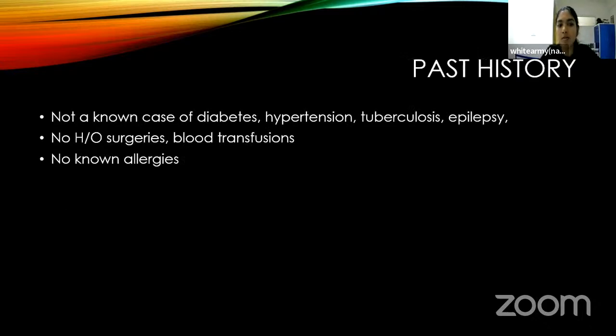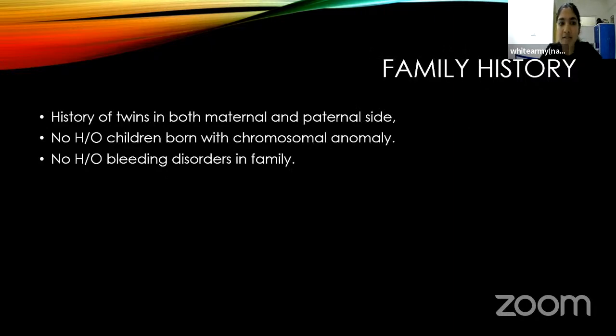Past history: she's not a known case of diabetes, hypertension, tuberculosis, or epilepsy. There's no history of surgeries or blood transfusions, and no known allergies. Family history: history of twins is present on both the maternal and paternal side. No history of children born with chromosomal anomalies or birth defects. No history of bleeding disorders in the family.